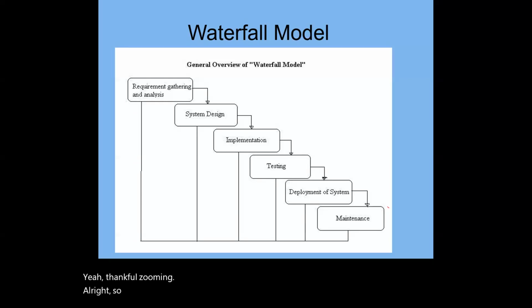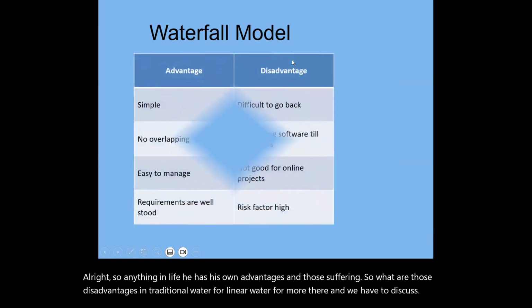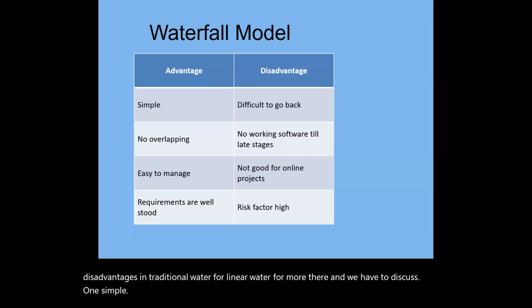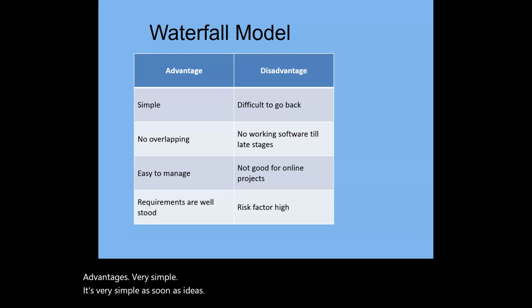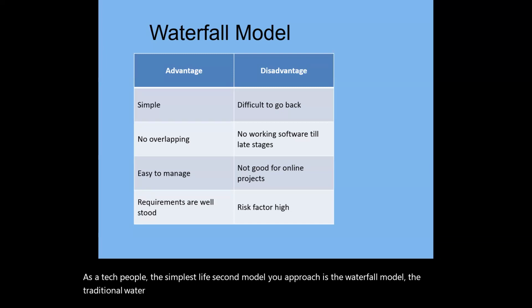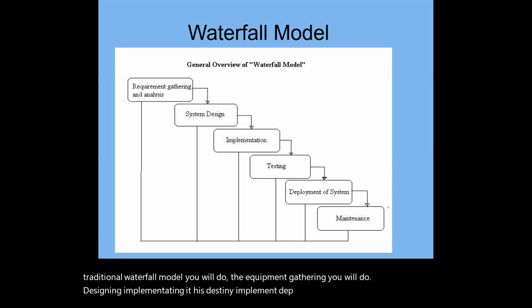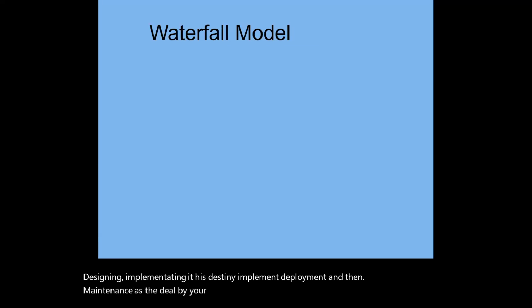All right. So anything in life has its own advantages and disadvantages. So what are the disadvantages in the traditional linear waterfall model? We have to discuss. Advantages, one: it's very simple. As soon as an idea comes to your mind as a QA analyst, as a tech person, the simplest life cycle model you approach is the traditional waterfall model. You will do the requirement gathering, designing, implementing, testing, deploying, and then maintenance as agreed with your clients. So it's very simple.